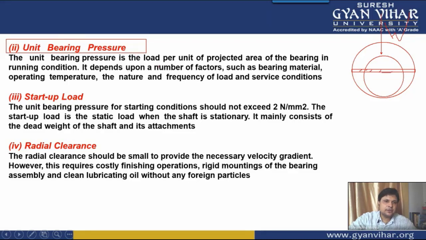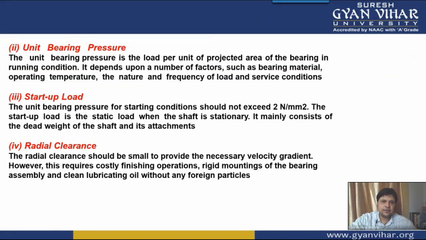So the unit bearing pressure is the load per unit projected area of the bearing in running condition, when the journal is running. It depends on a number of factors. What are the factors on which this depends? It depends on the bearing material, what material you have used for the bearing. Then the operating temperature is also a parameter responsible for unit bearing pressure. Then the nature of the load, the frequency of load and the service conditions. So unit bearing pressure depends on a lot of factors.